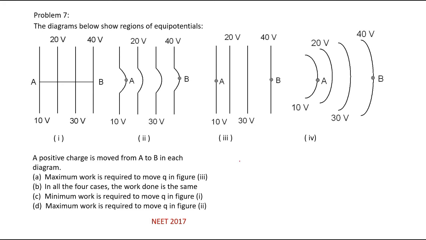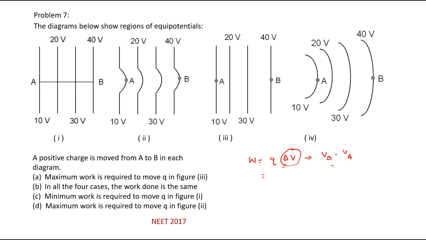So work done when a charge is moved is given by this formula: W is equal to Q delta V. This is work done. Why is it so? By definition, potential difference is the amount of work done per unit charge. So work done will be Q into potential difference, so we can take this to be VB minus VA. That is potential difference. We will analyze in each case.